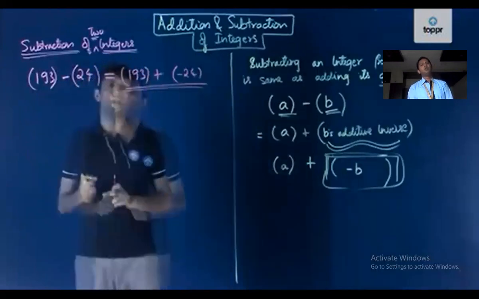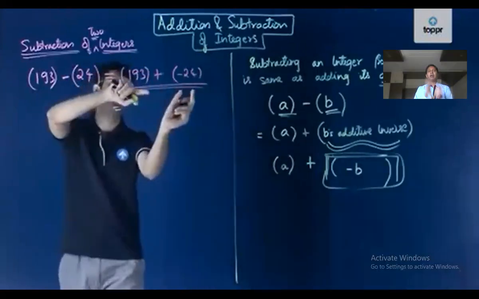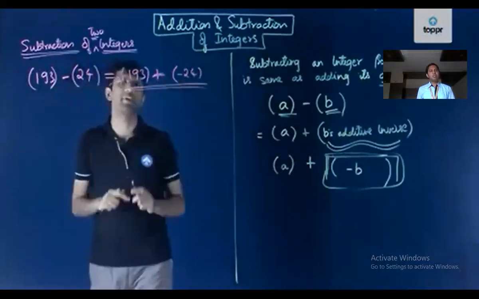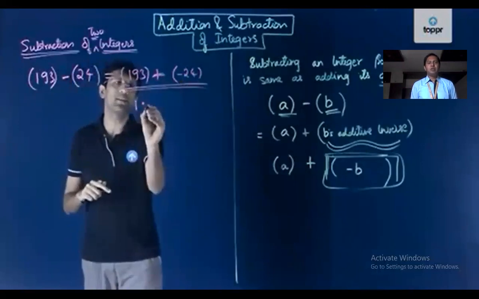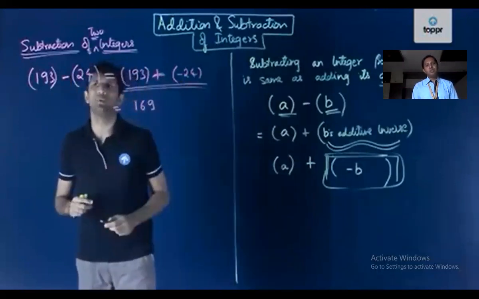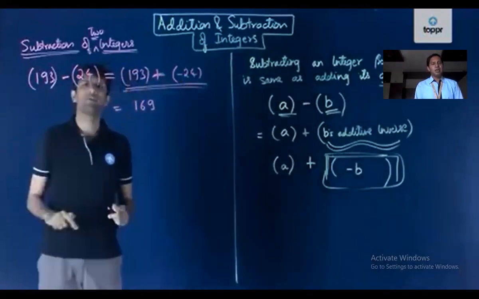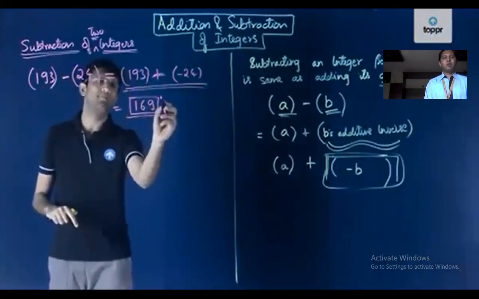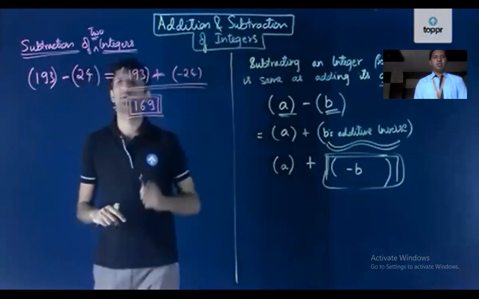Now we have two different numbers with unlike or opposite signs. 193 is positive whereas minus 24 is negative. So in this case we need to find the difference of these two, which is 169. So 193 minus 24 is 169. As 193 is positive, the answer will remain positive.